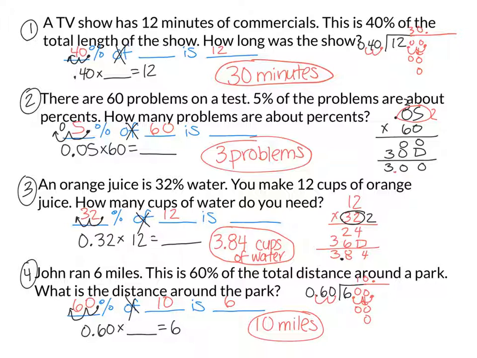We didn't know how many total minutes there were on the show, but we did know there were 60 total problems. We knew you were making 12 total cups of orange juice, and you did not know the total all around the park. So that's how I thought about these problems when I was filling out the sentences. And that is going to be the end of this video.